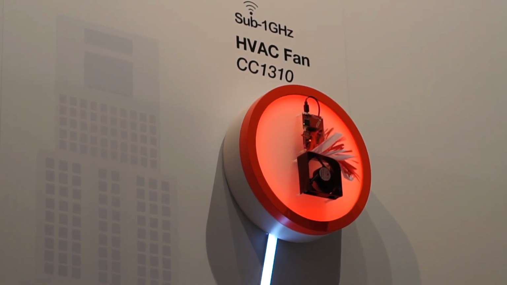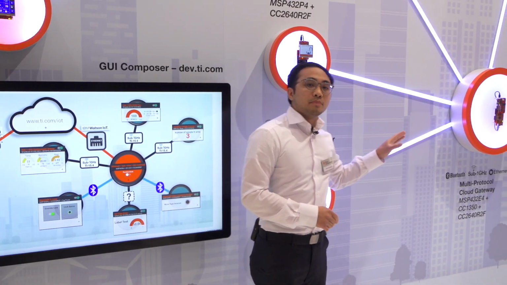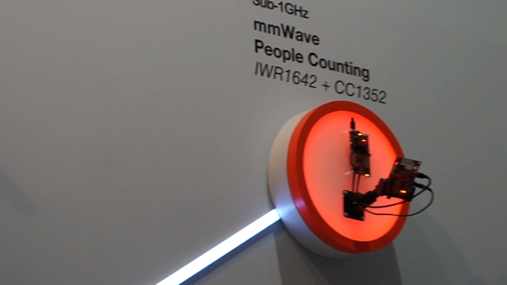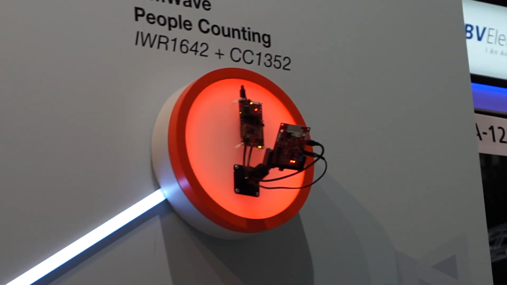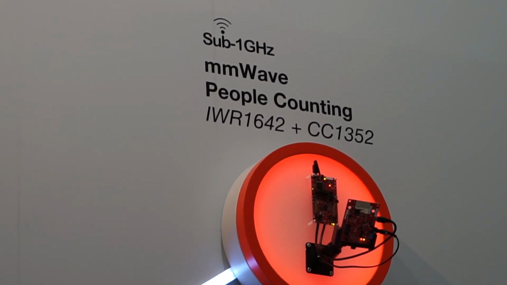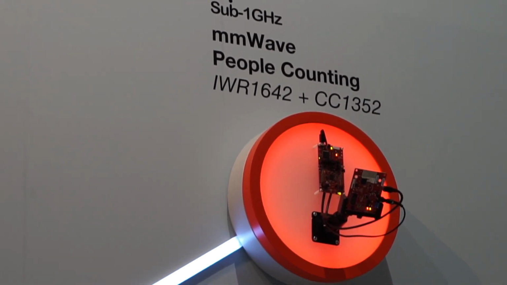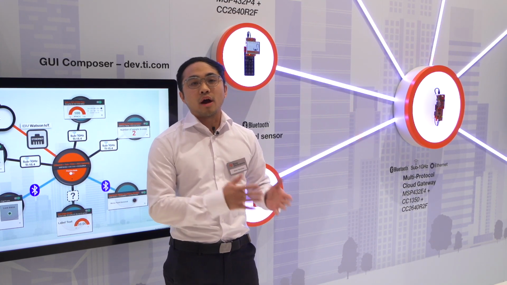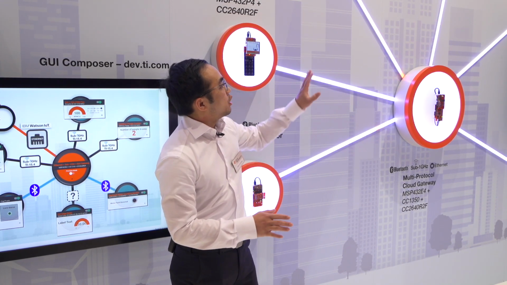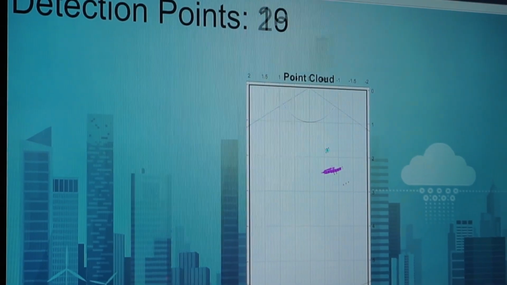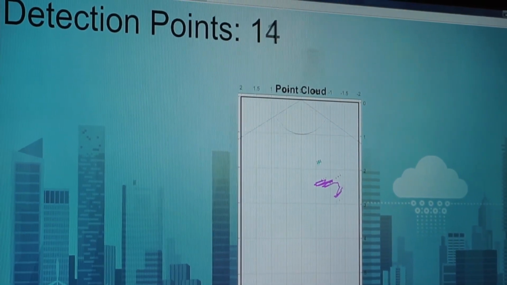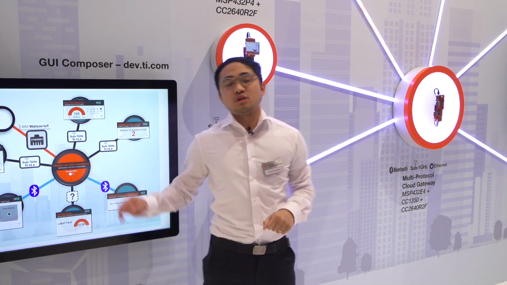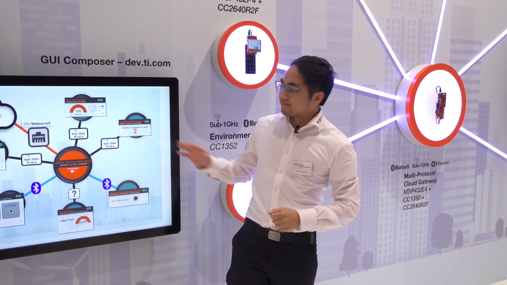Moving to the right is another TI solution from our radar department featuring our millimeter wave technology. This solution is doing people counting, where we're able to determine how many people are within a space and even track their position as they move within that space. So it's a very powerful technology, especially when it's paired with wireless connectivity. We're actually hooking that up to our CC1310 product, which allows us to send the number of people within that space to our gateway, and then ultimately sent up to the cloud for visualization in our cloud-based GUI.